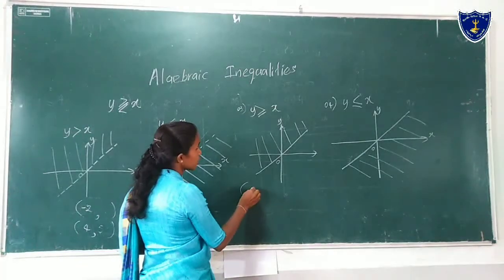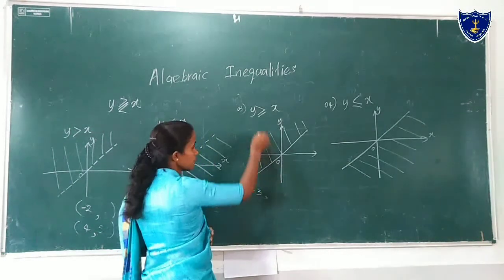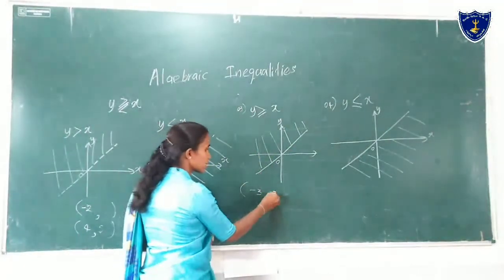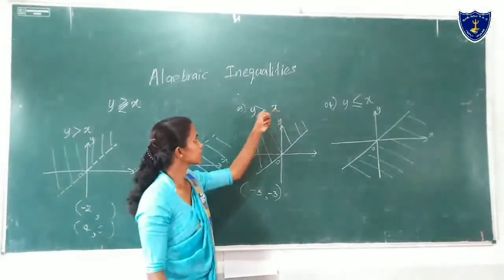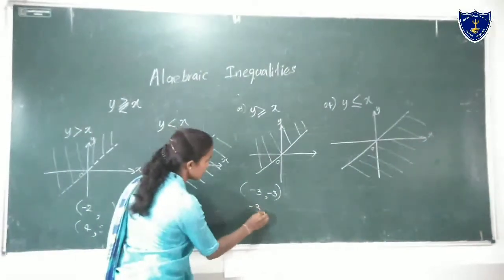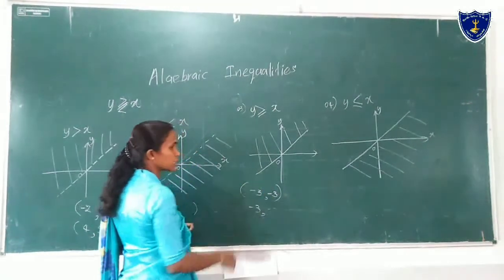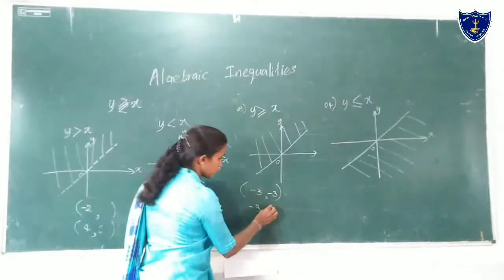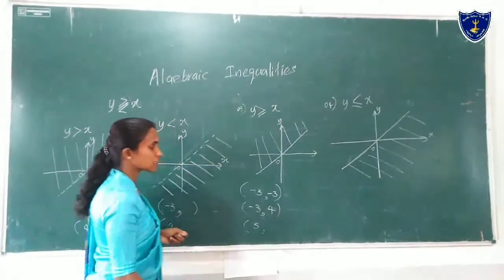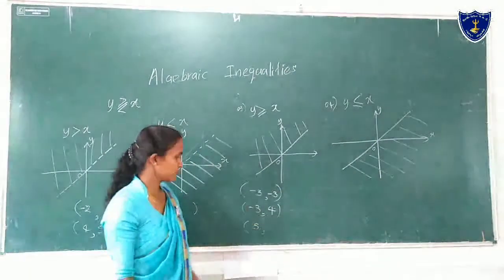Here, if you take x coordinate as negative 3, y coordinate also may be negative 3 or greater than negative 3. You can take negative 3 also because x equals y. Negative 3, negative 3. For negative 3, y coordinate may be greater than negative 3. It means negative 2, negative 1, 0, any positive value. So, if you take positive 5 as the x coordinate, y coordinate may be 5, 6, 7, 8, any value.